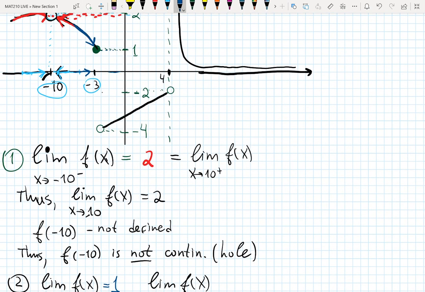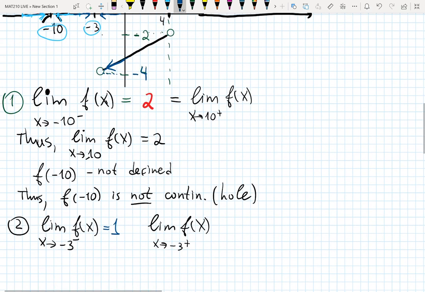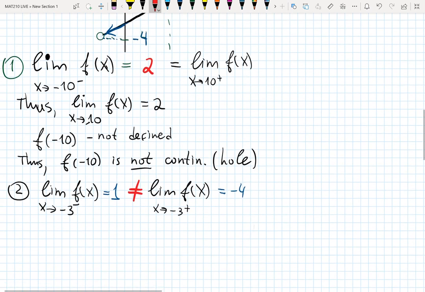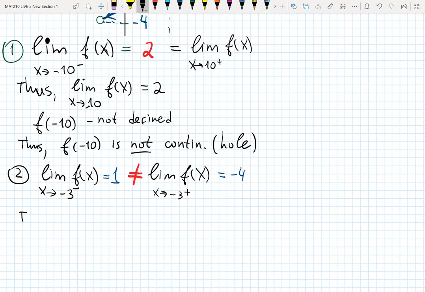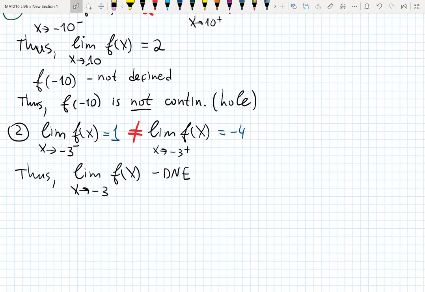From the right, when I'm approaching -3 on the x-axis, f of x on the graph approaches a different height this time. This height is -4. So I can say that they do not match, the left limit does not match the right limit. Thus, the limit as x approaches -3 of f of x does not exist. We can also say, since both numbers are finite, that there is a jump discontinuity happening at this point.